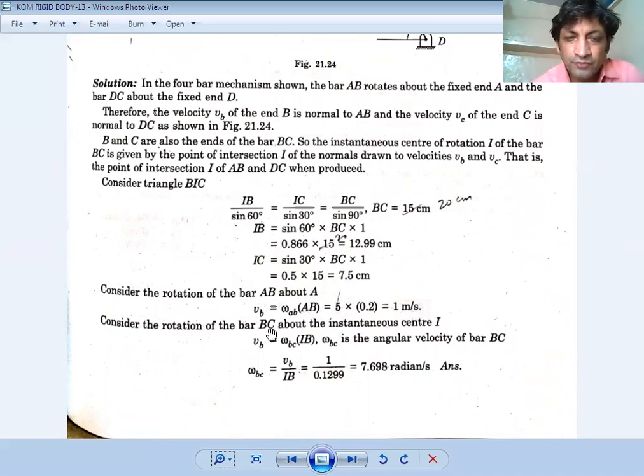Now consider the rotation of the bar BC about the instantaneous center I. So VB is equal to omega BC into IB. IB we have just calculated, and VB we have calculated as 1 meter per second. So we put the values here, and then we can calculate omega BC. This value is 7.698 radian per second.